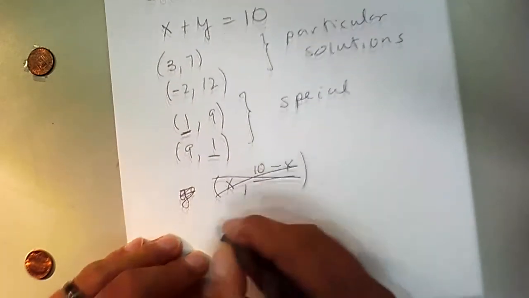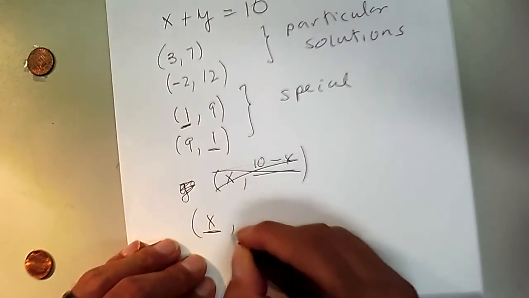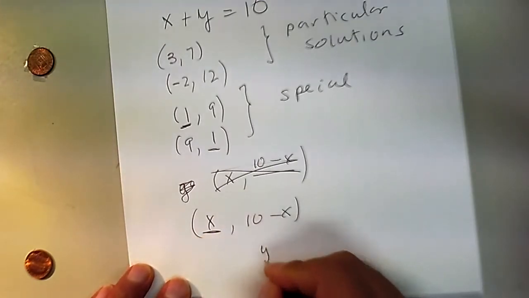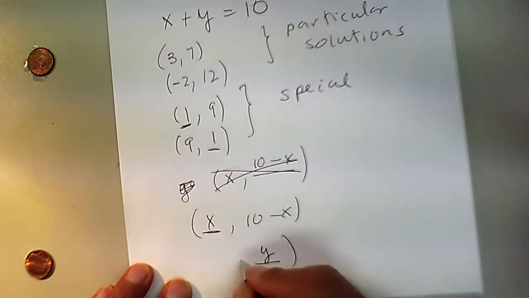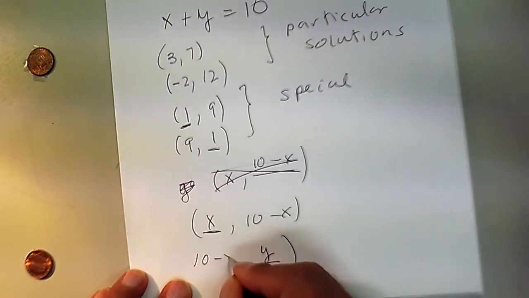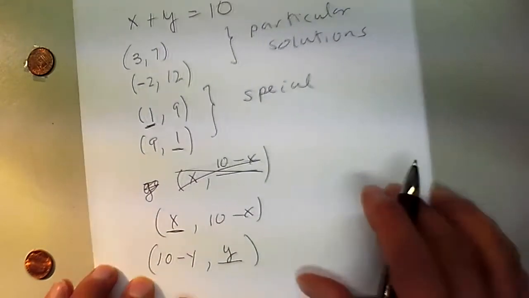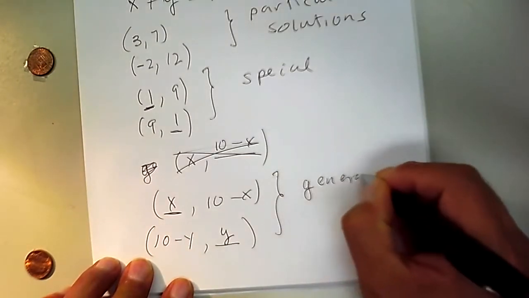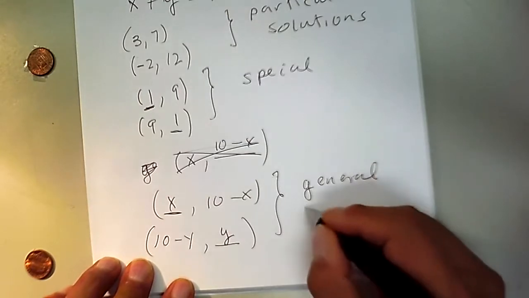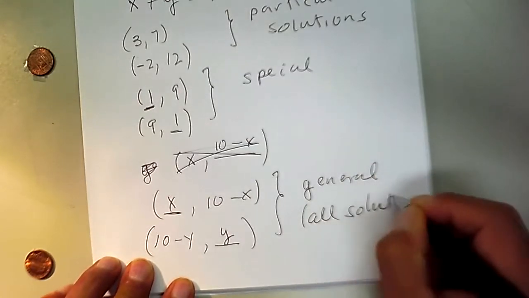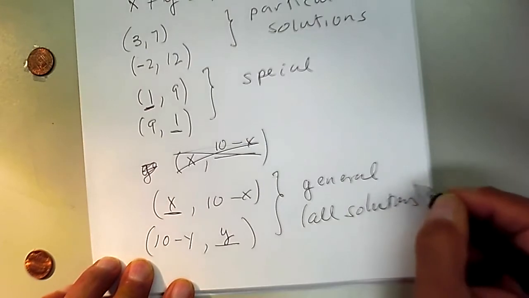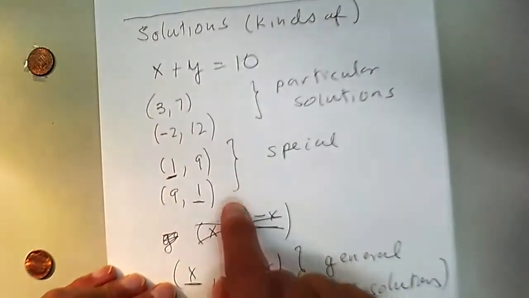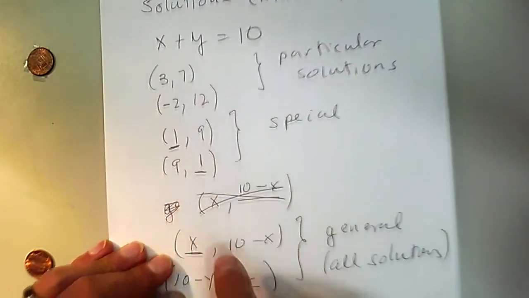Let me write it the other way. So x is free, and then the other variable, 10 minus x, is dependent on this free variable. But if you want y to be free, then the first variable has to be 10 minus y. There we go. So this is what I would call general. So that means all solutions in this case. All right. So we have particular solution, special solution, general solution.